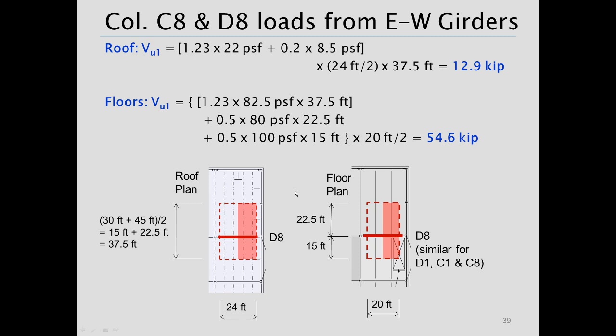At the floors, it's similar. We've got the dead load, 82.5 PSF, times 37.5 feet times 20 foot over 2, and then 80 PSF on the office areas outside of the central bay of the building, 100 PSF on the area inside, and so basically the red shaded area that you see on the right at the floor levels, we take all that tributary load, dumping it as a concentrated load on the column, 54.6 kips.